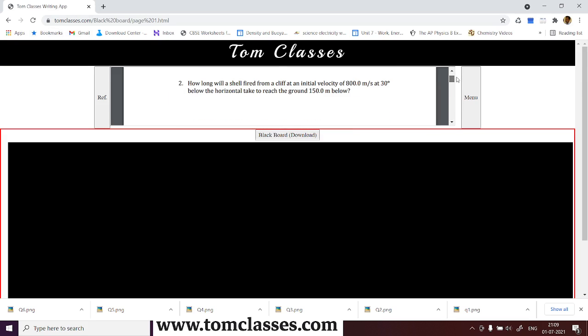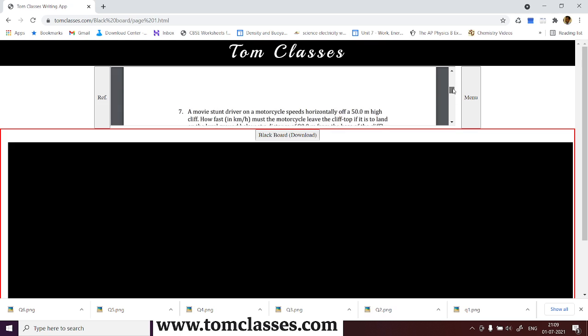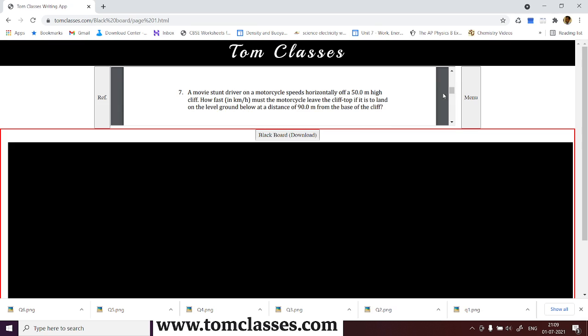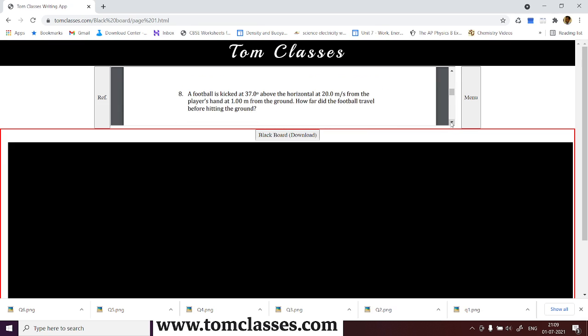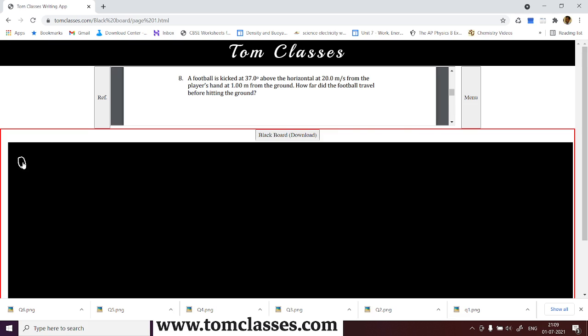So now question number 7 we have done. Now let's see question number 8. A football is kicked at 37 degrees above the horizontal at 20 meter per second from the player's hand at 1 meter from the ground. How far did the football travel before hitting the ground?